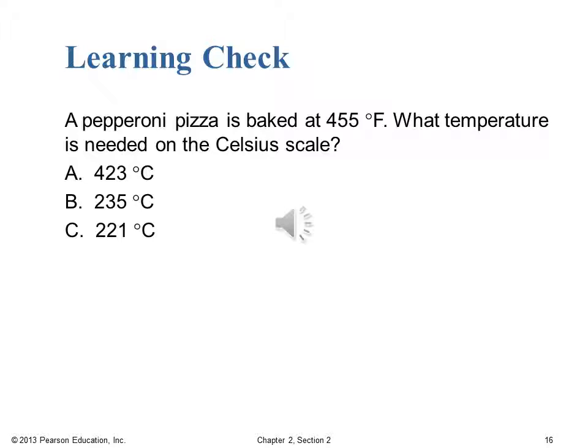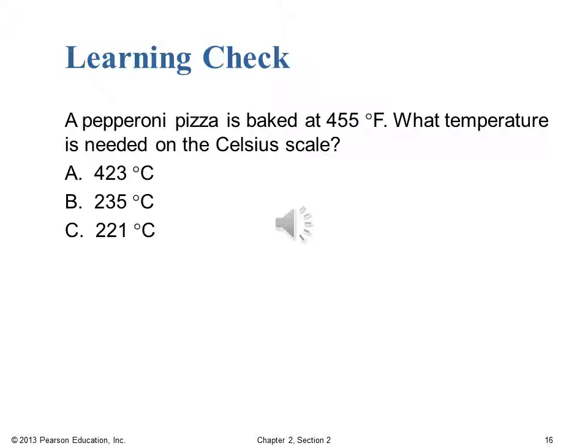Okay, so here we go, another learning check. This time we have a pepperoni pizza baked at 455 degrees Fahrenheit. What temperature is needed on the Celsius scale? So hopefully you've already gotten the hang of the Celsius scale. Fortunately, these answer choices, A, 423 degrees Celsius, B, 235 degrees Celsius, and C, 221 degrees Celsius, they're all less than the Fahrenheit temperature. We know that Celsius should always be less than Fahrenheit.